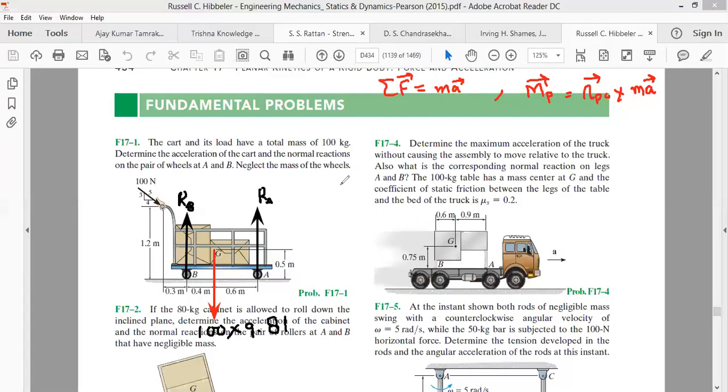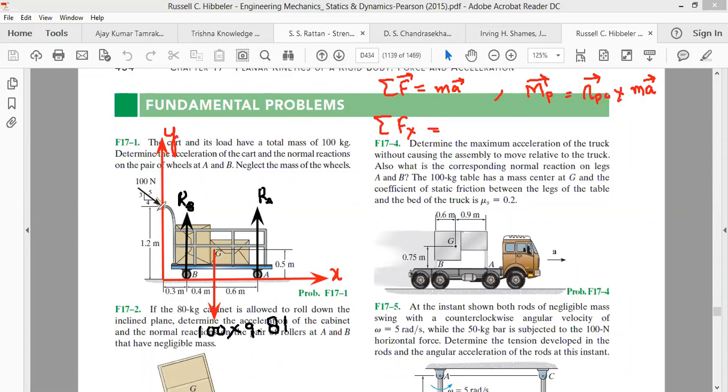First of all, sum up all the forces. See what type of forces are acting on the body. Summing up all the forces along the x-axis: do we have a gravitational weight along the x-axis? No. Do we have RA and RB along the x-axis? No. So let's treat this to be our x-axis, and this to be our y-axis. RA, RB, and the gravitational weight are not along the x-axis, therefore they do not contribute anything along the x-axis.